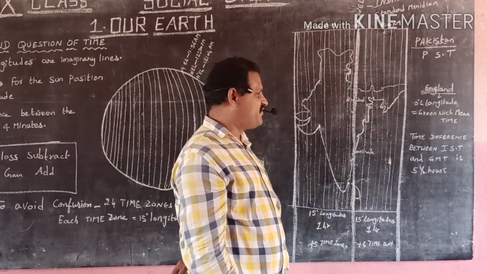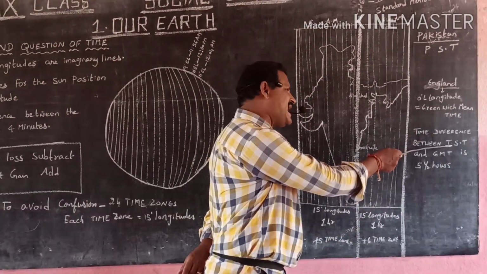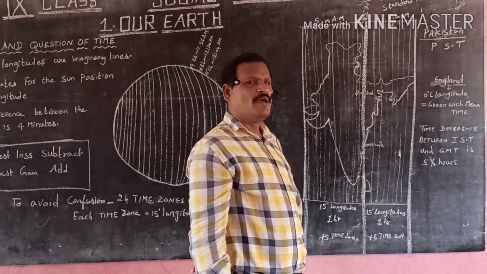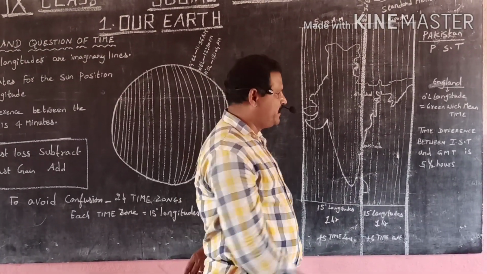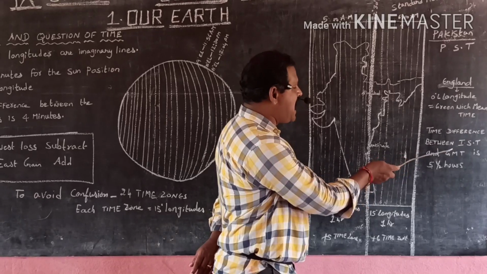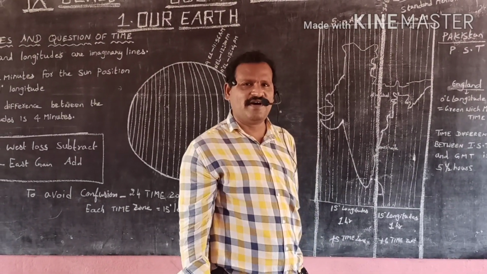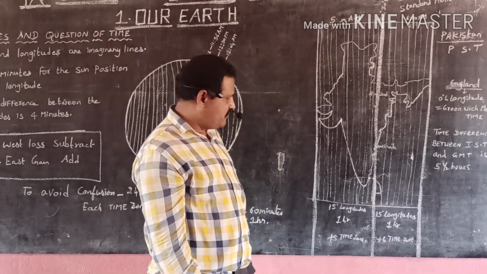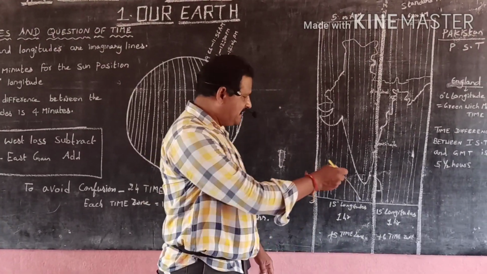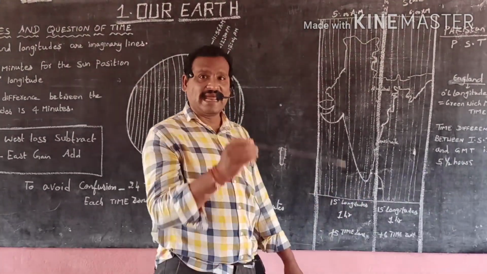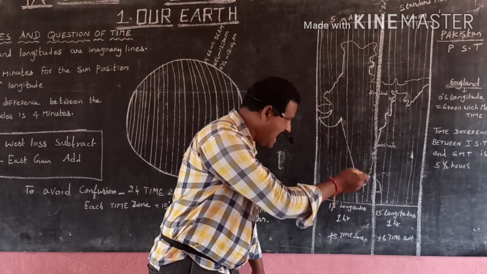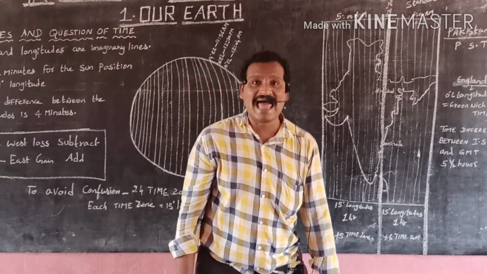What is the time difference between Indian Standard Time and Greenwich Mean Time? 5.5 hours. For example, if the time is 10 a.m. in India, what will be the time in England?